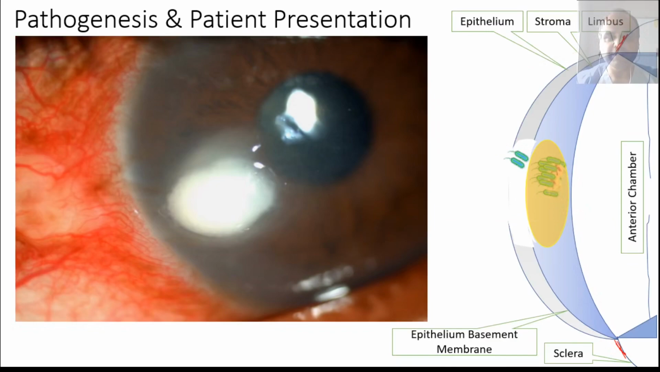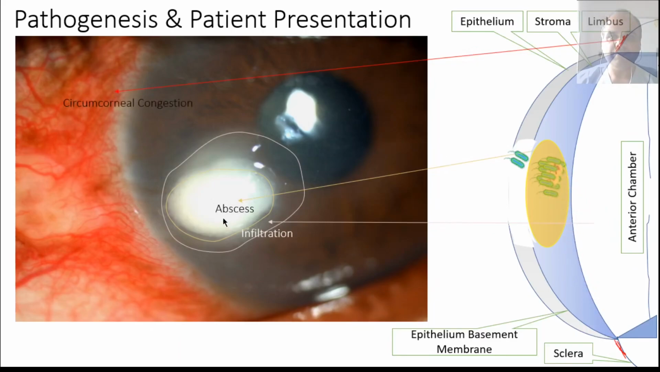So this is another one. Let's see if we get our bearings right. We need to have some redness, and that redness has to be around the cornea. We need to obviously have the abscess. We need to have that infiltration. So these are the three things that we have talked about so far: abscess, infiltration, and circumcorneal congestion. Circumcorneal is also called circumciliary or limbal. They're all the same thing.